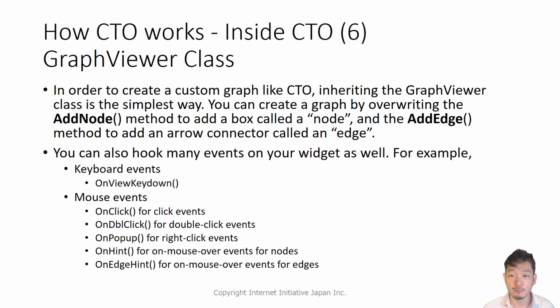We can also hook many events on our widget as well. For example, we can hook keyboard events by overwriting onViewKeyDown method of this class. And CTO overrides this to implement shortcut keys of CTO. We can also hook mouse events with these methods.